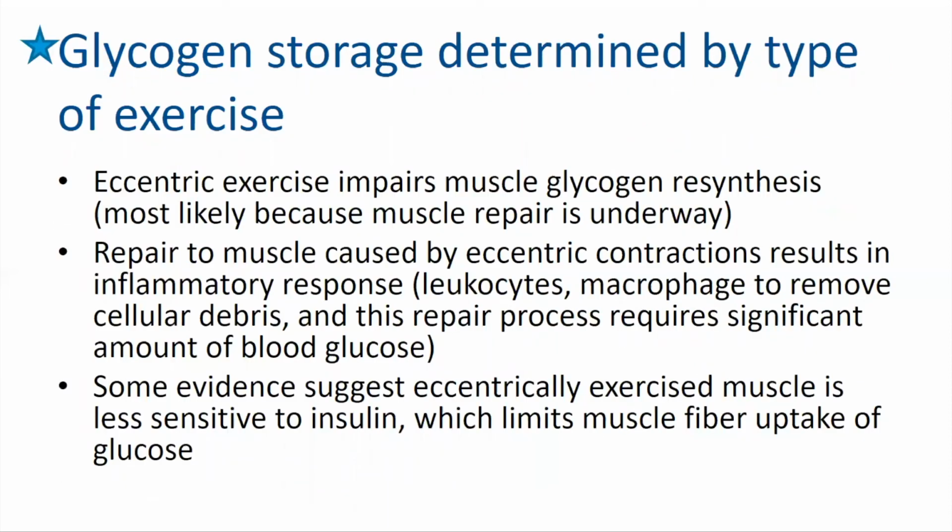Eccentric exercise also impairs muscle glycogen resynthesis. After performing eccentric exercise, or negatives, the amount of glucose that can be stored within that muscle is going to be reduced. There's also some evidence that suggests that this eccentrically exercised muscle is less sensitive to insulin, which would also limit its uptake of glucose. So just keep this in mind if you're trying to replenish your glycogen storage. It is going to be inhibited after a really tough eccentric exercise regimen.